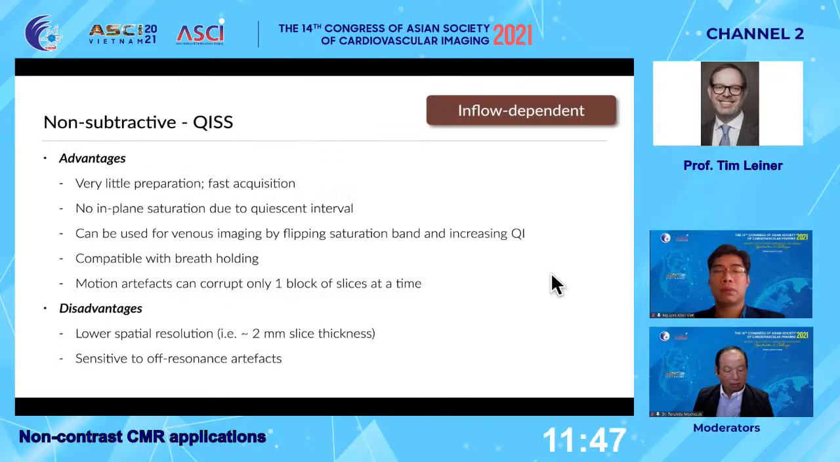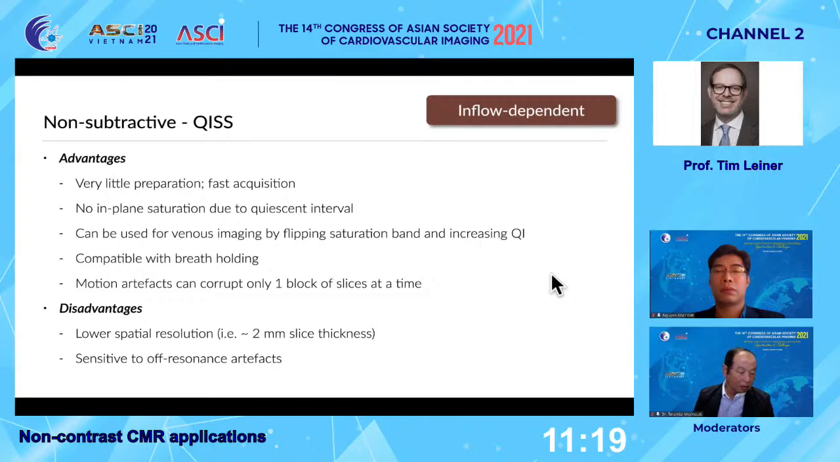Advantages here are there's very little preparation, it's a fast acquisition, there's no in-plane saturation due to the quiescent interval. It can be used for venous imaging by flipping the saturation band and increasing the quiescent interval to accommodate the slower flow, and it is compatible with breath holding. If there are motion artifacts, it can corrupt only one block of slices at a time.